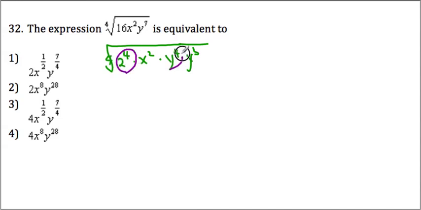So this one can come out, and this one can come out, and the rest of them wouldn't be able to. So we have 2y 4th root of x squared y cubed. That's basically what we end up getting.